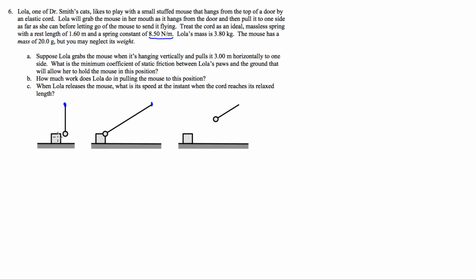Lola grabs it on the ground. This is Lola, represented by the box, obviously. And Lola pulls it horizontally and then lets it go. And we want to find out some things about it, right?